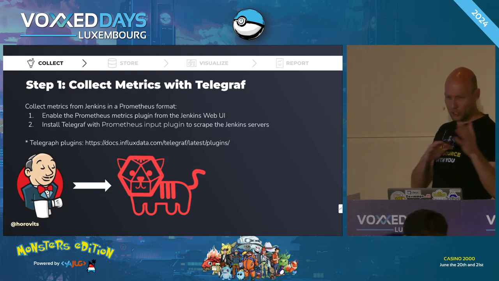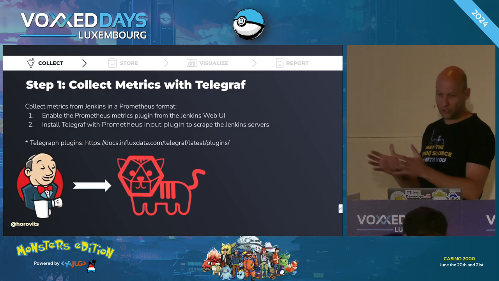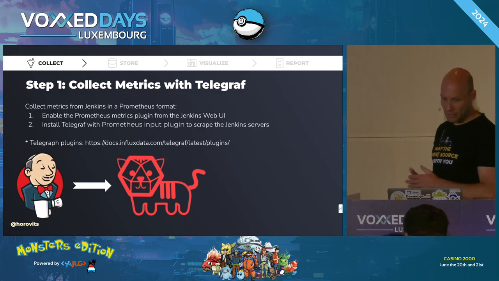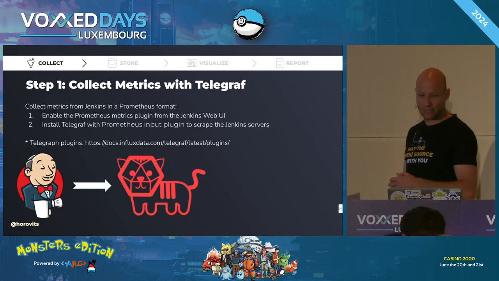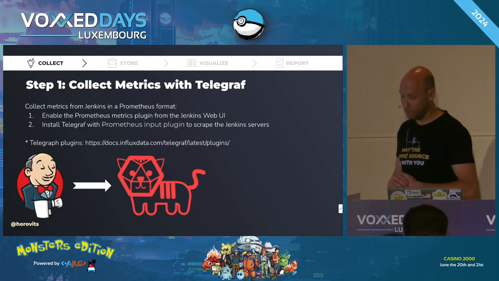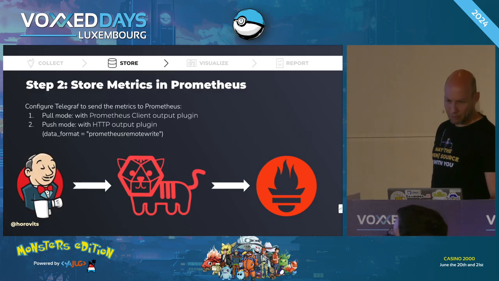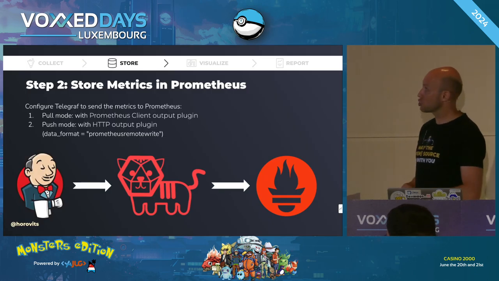And then you install Telegraf if you don't already have an instance there, and configure Telegraf to scrape the metrics off of the Jenkins servers with a Prometheus input plugin. I put the link there, Prometheus input plugin. So that's the first step, the collect step, and then after collect comes store.